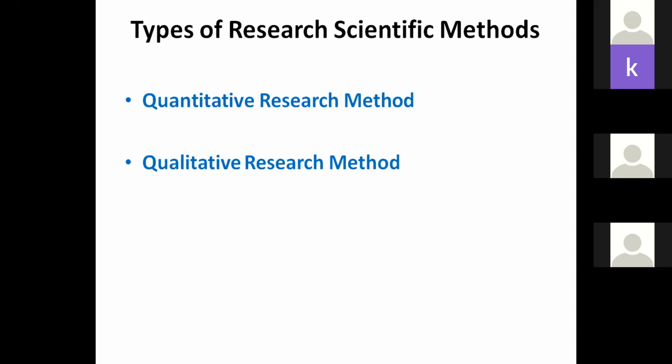Some opinion, some feedback. So that shows the quality. So that becomes a qualitative research work. So actually, the methods are like this only. One deals with number, another deals with the opinion. So let me take the first one, quantitative research method.